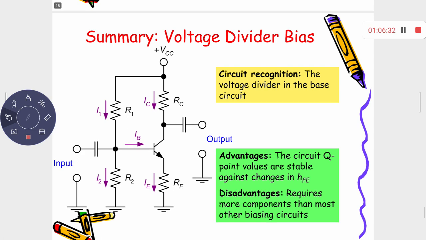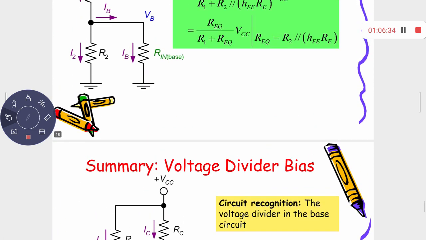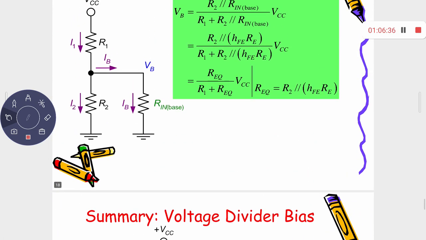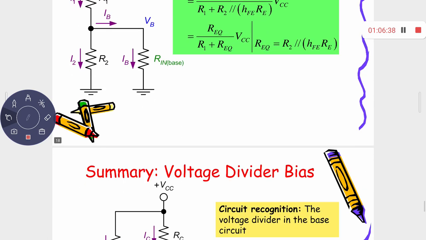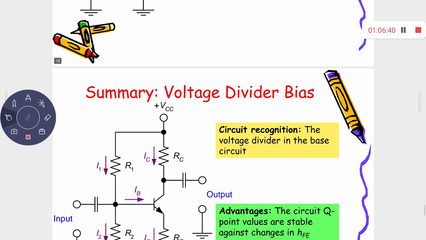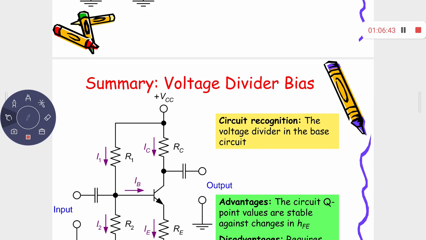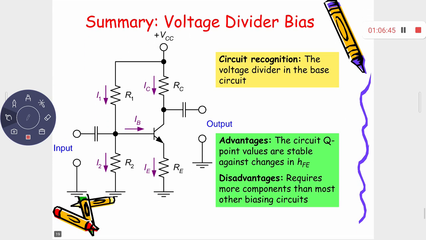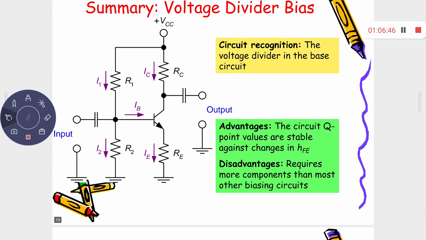For actual calculation, you have to consider beta. This voltage divider bias is much more stable because you have all these components, and you have RE present over there. Right? But the only problem is that this circuit requires more components. This circuit has 1, 2, 3, 4 resistors for bias.